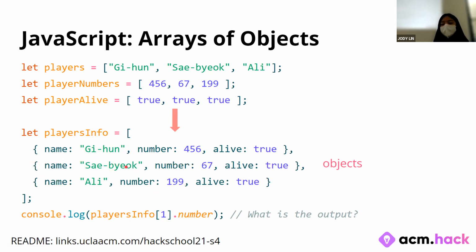And then just like any other JavaScript object, to access one of the fields, we just do a dot and then that field name, so number. And this will print out 67. All right, so one more time, 0, 1 for player's info, and then we go dot number after we access that object, the number value, and that's 67. Yeah, so any questions here?